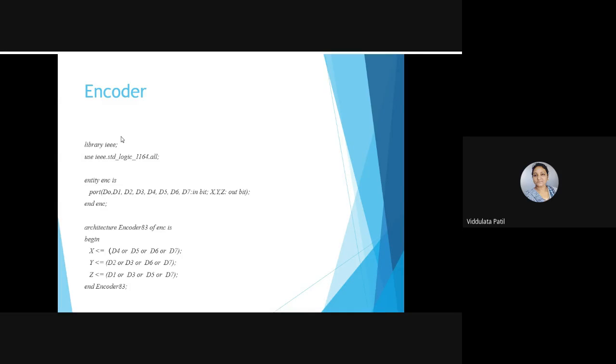Now you will observe from these equations that d0 is not considered anywhere in the boolean expressions for x, y and z. That means whenever d0 is equal to 1, all the variables x, y and z will be equal to 0 only. So this is the end of the encoder architecture, the enc83 architecture.